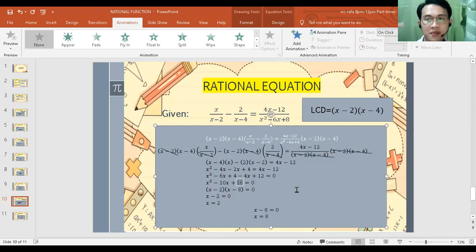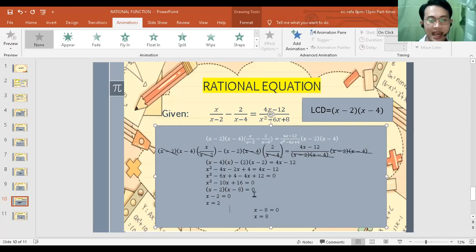And in order to have a sum of negative 10, 8 and 2 should also be negative. So as you can see here, it's x minus 2 and x minus 8. Yes, because negative 2 times negative 8 is positive 16, and negative 2 plus negative 8 is negative 10 here in the middle term.